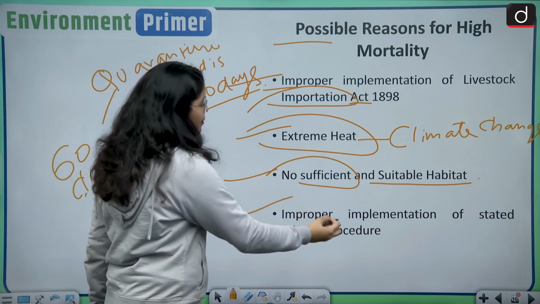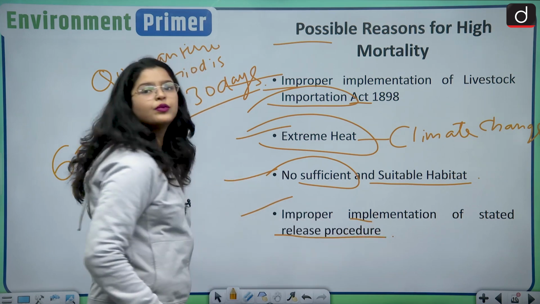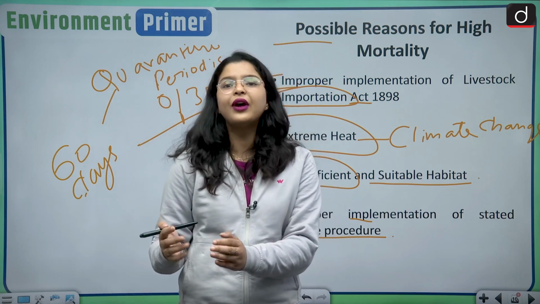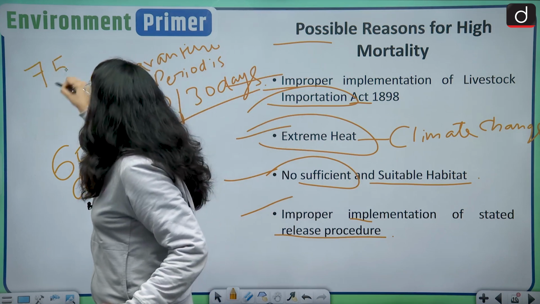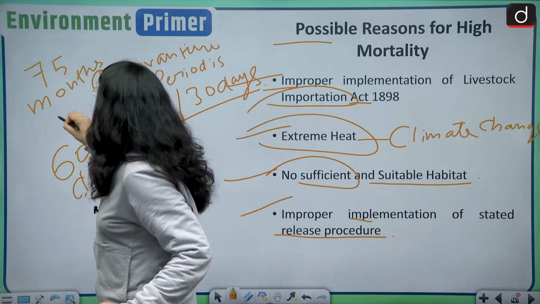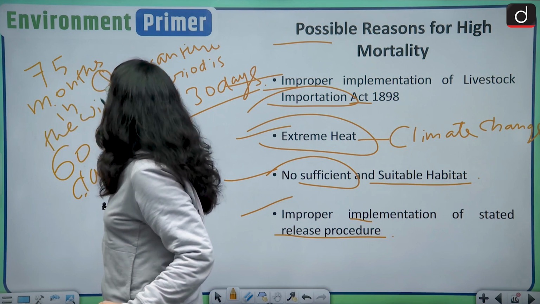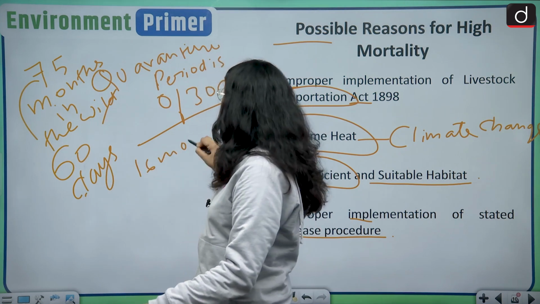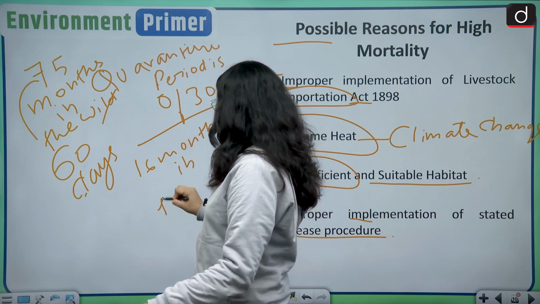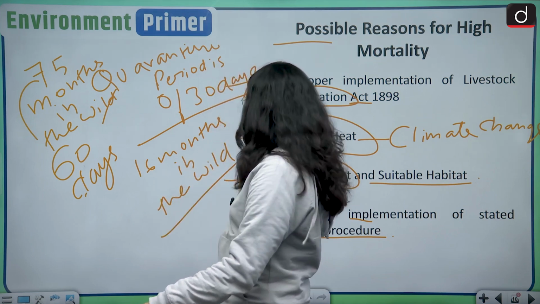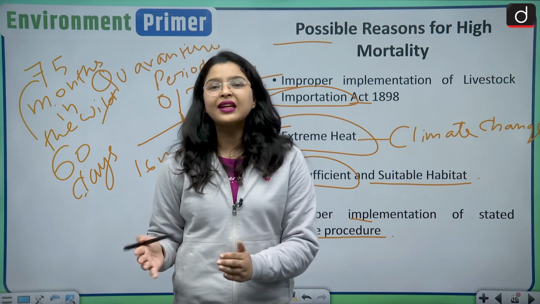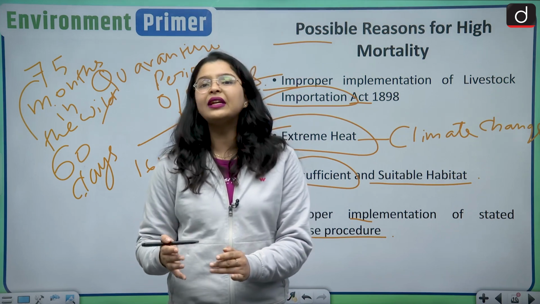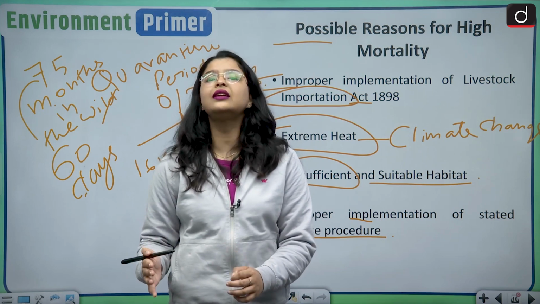Okay, then there is improper implementation of the stated release procedure. Basically, cheetahs, after being kept in captivity, had to be released in the wild, and they had to spend 75 months in the wild. But if you look at reports, they have only spent 16 months in the wild. So basically, you are not developing their natural characteristics. You are not allowing them free space. You are trying to breed them in captivity, and that is why there is a high mortality rate in the cheetahs.